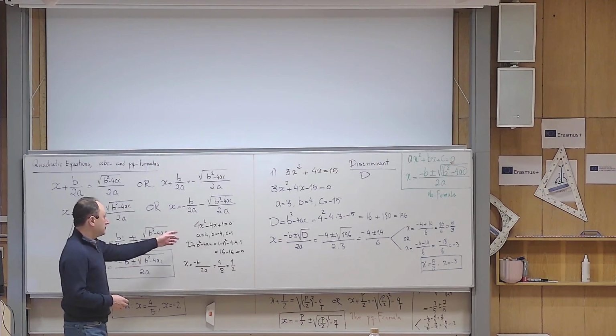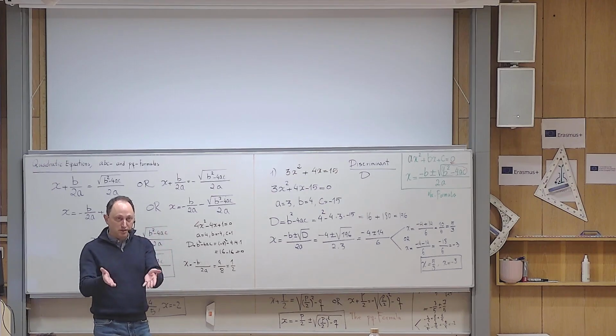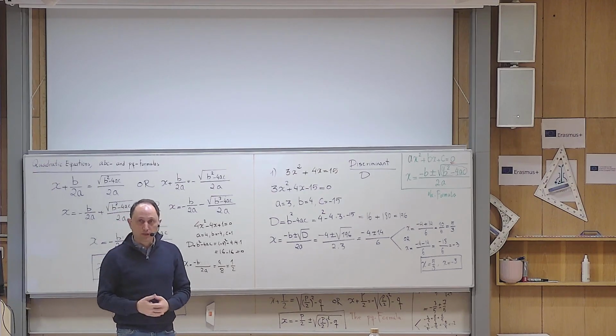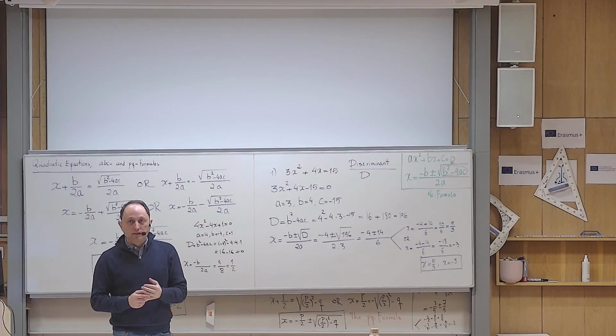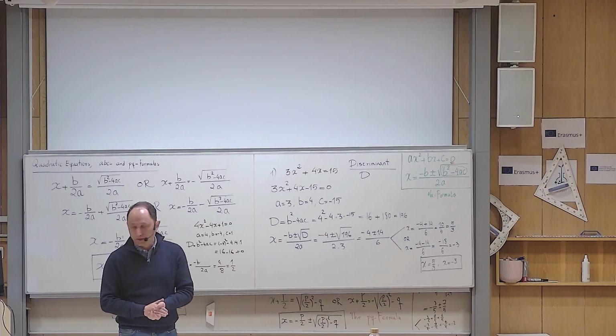If I have a quadratic equation, I have three possibilities. This is something that is not in the formula sheet. You need to know. How many possibilities are there? Either I have two solutions, or I have one solution, or no solutions at all. Yes? Is that clear? Okay.